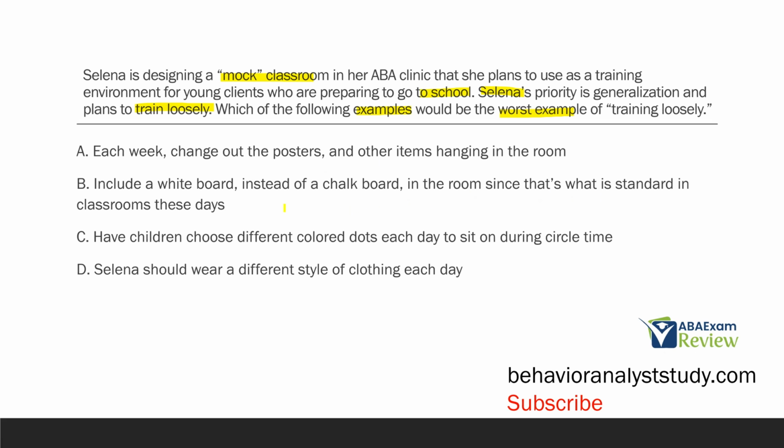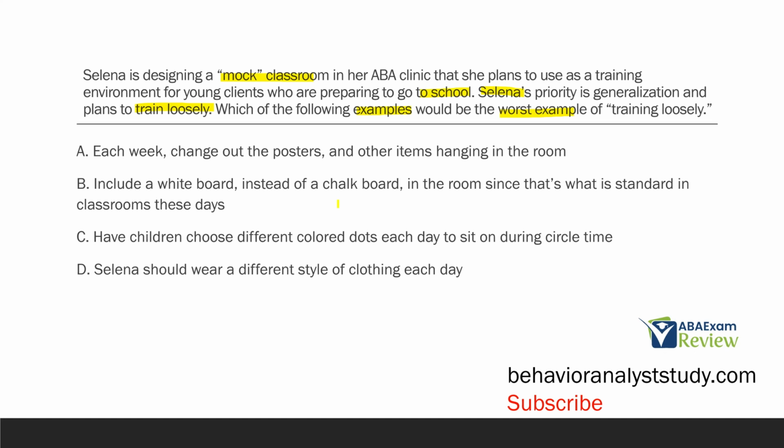B, include a whiteboard instead of a chalkboard in the room since that's what is standard in classrooms these days. Now, think about this question. This question is saying classrooms have whiteboards. So whiteboards are a critical aspect of this classroom since there will be a whiteboard in the classroom. So including the whiteboard is not varying a non-critical aspect. In this case, Selena is using something that will be critical in the classroom environment. So B is much worse than A, where she's just changing posters that may or may not even be part of the environment.